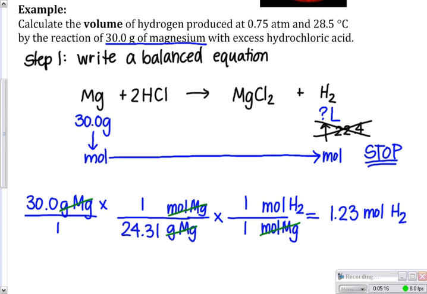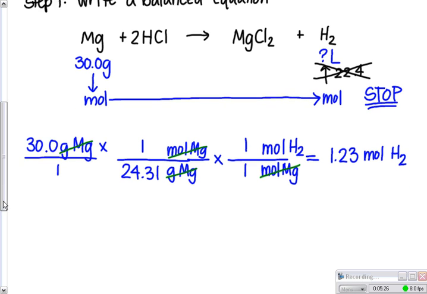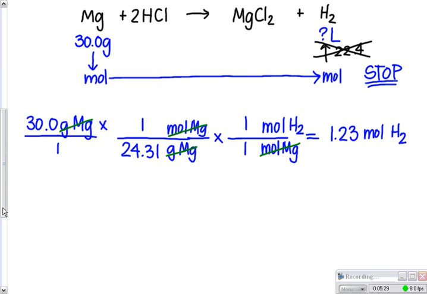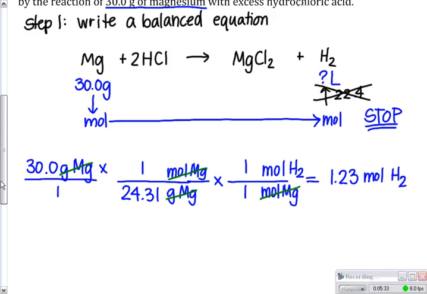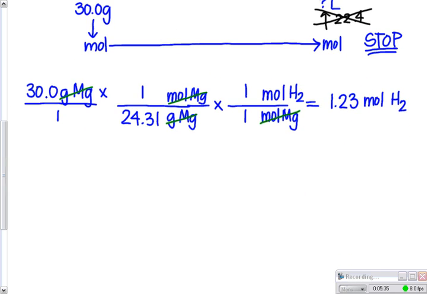The problem is we're not done. The problem asked us to solve for volume of hydrogen, and what we have is moles of hydrogen. So what we're looking for is to convert those moles to a volume. So we stop there, and if you notice what we said in the problem directions, we're going to use stoichiometry first, and now we're going to use PV equals nRT.